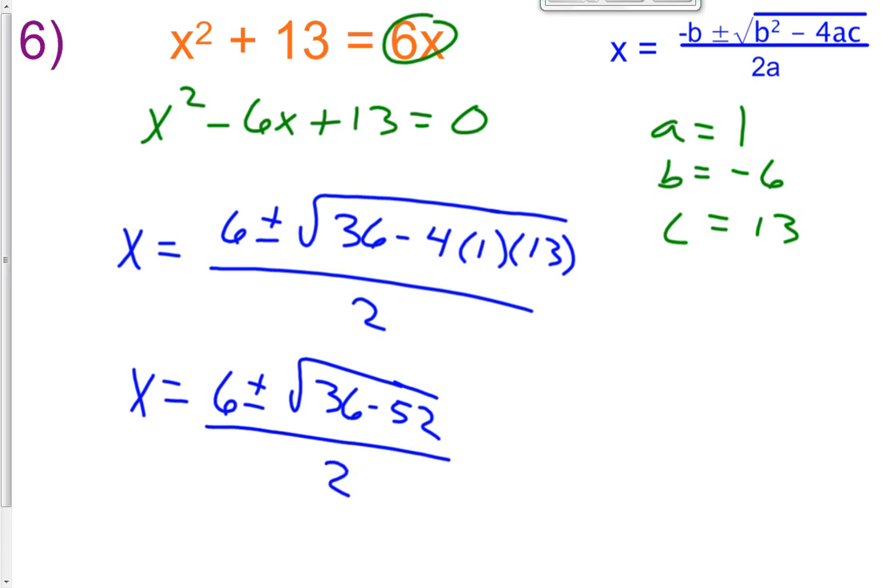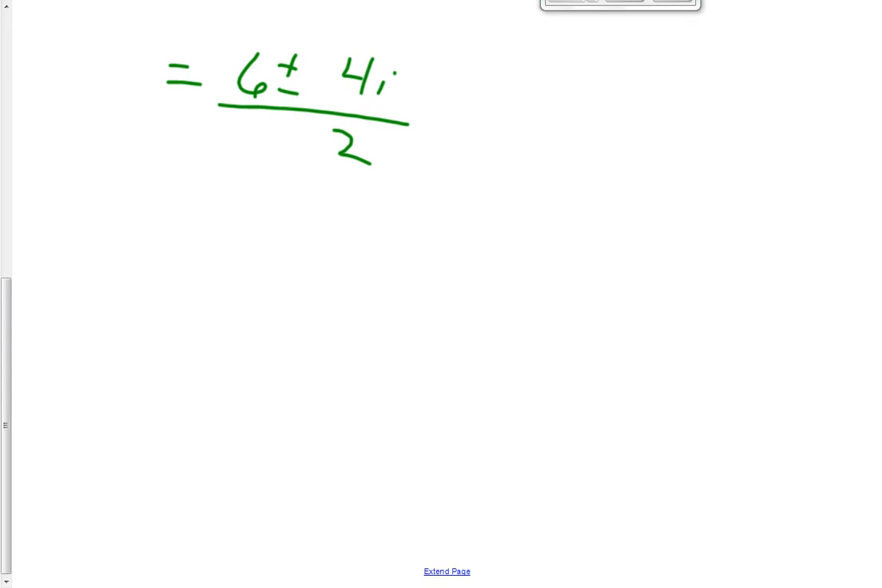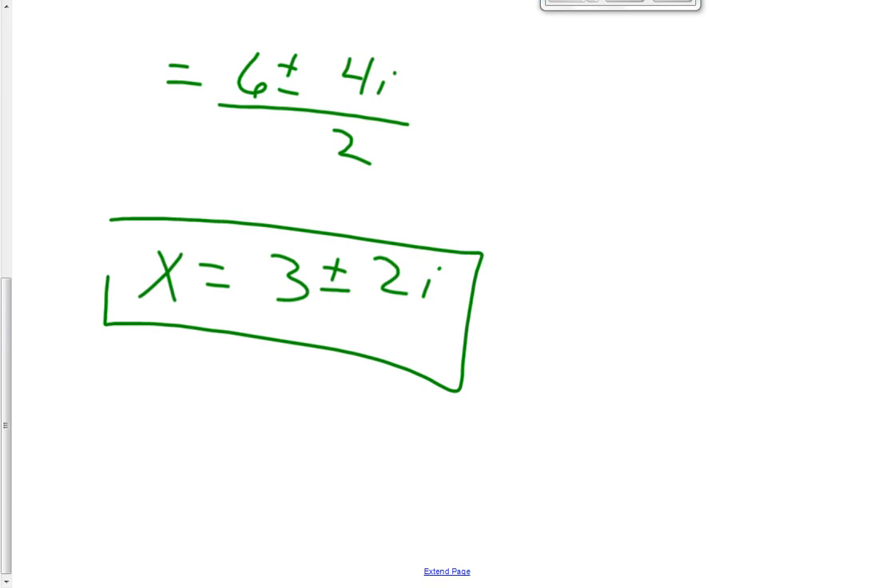36 minus 52 is negative 16. So all of this turns into a negative 16. And the square root of negative 16 is 4i. Hopefully you did that correctly when you did this one on your own. 6 plus or minus 4i, divided by 2. So our answer for this one, when we divide every term by 2, is x equals 3 plus and minus 2i. There's the answer for problem number 6.